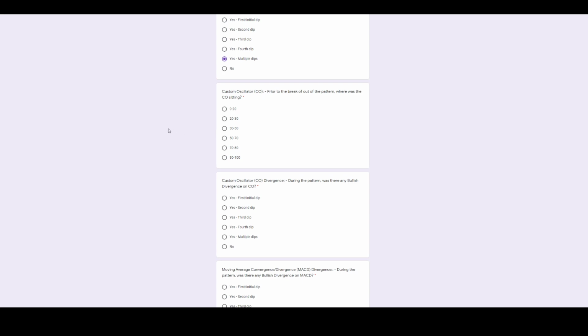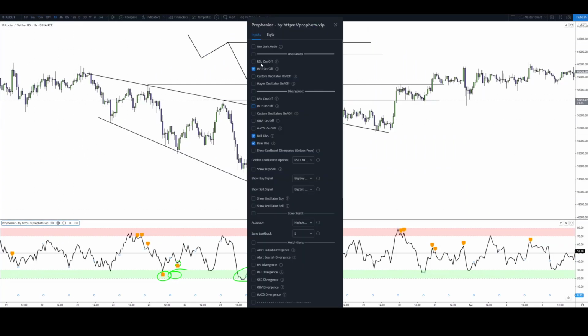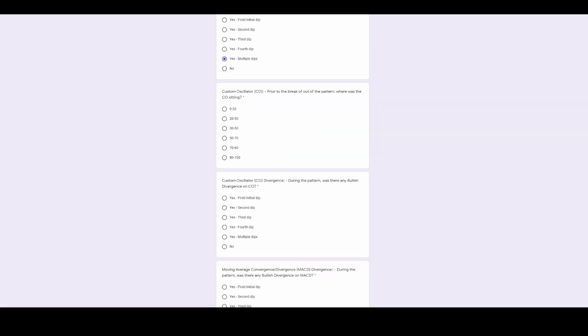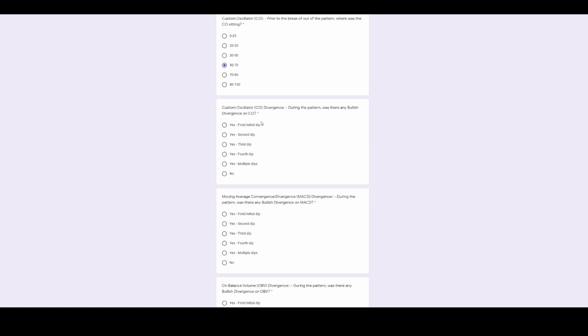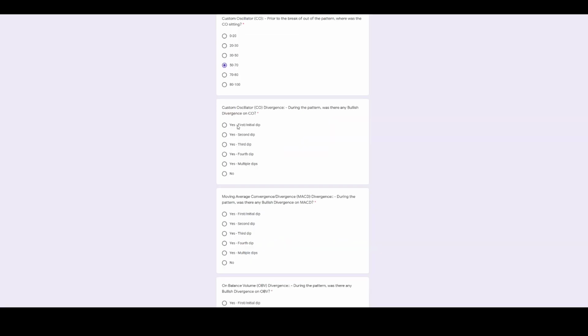Cool, and then our custom oscillator. Bring it up. Sweet. Alright, prior to breakout, where were we? Yeah, 50 to 70. Cool. During the pattern, was there any bullish divergence on the custom oscillator? One here, and one here. So multiple dips, and yes. Cool.